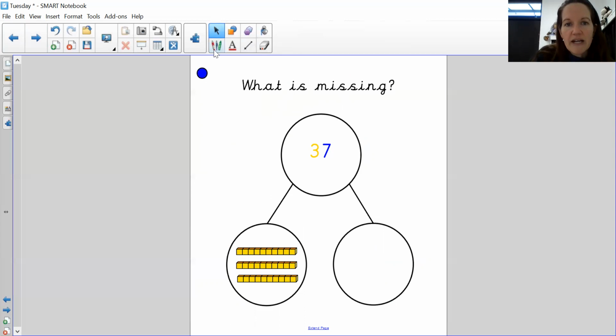If I look, I have 3 tens. 1, 2, 3. And how many ones? I've got 7 ones. So I've got 1, 2, 3, 4, 5, 6, 7. Did you get that? Did you draw 7 circles or 7 dots? Well done. Okay, here's the next one.